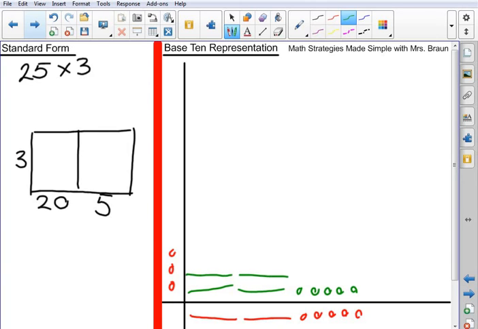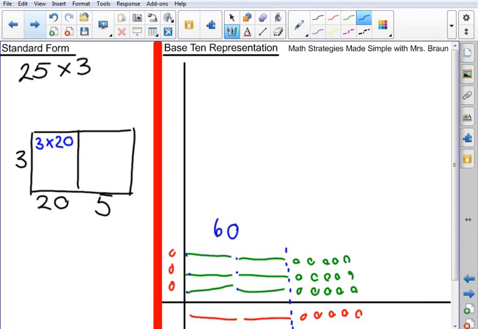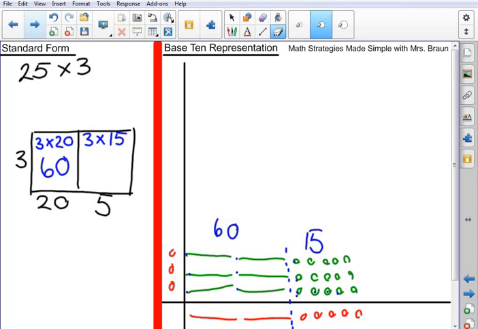There's one group, 2 groups, 3 groups. Let's find our answer. Alright, so I'm looking at 3 times 20. I can count my 10s here and see that it gives me 60. Or I can use my facts to know that 3 times 2 is 6. And since I'm multiplying by a power of 10, add that 0. Then I'm coming over here to the ones. I've got 3 times 5, which gives me 15. Again, you can count or you can use the facts.